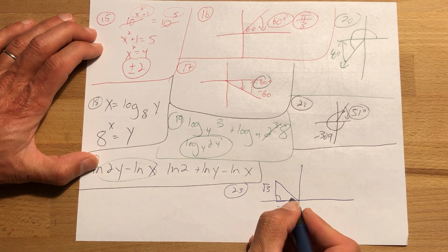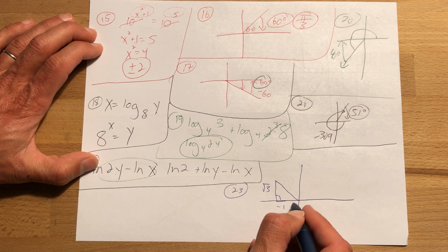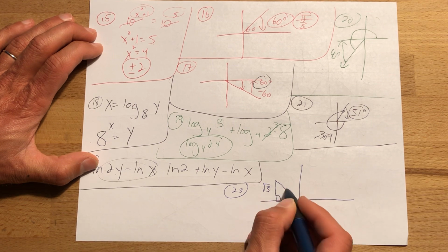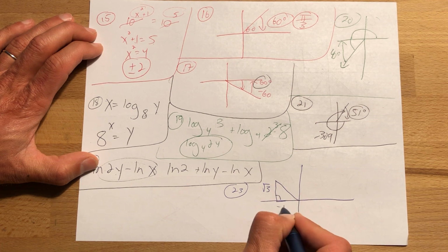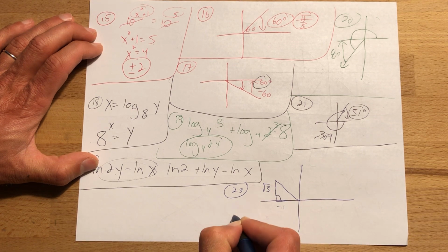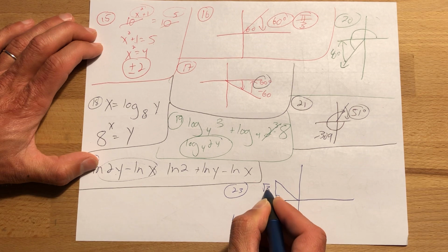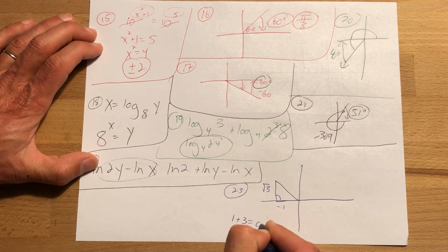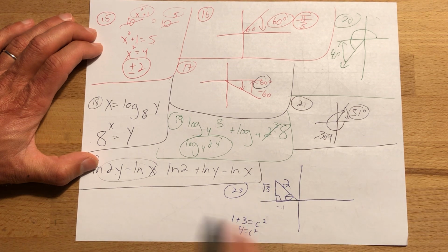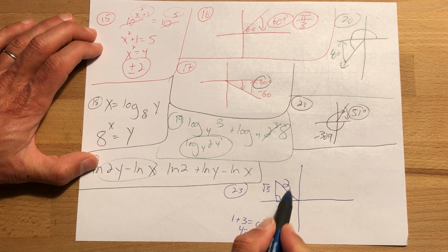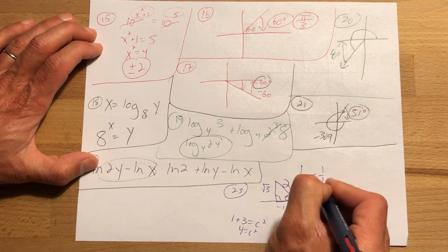Okay, well, let's look. I'm going to go -1. I'm going to go root 3. So I got to find cosine, which is this side right here. So a squared, -1 squared is 1, plus b squared, root 3 squared is 3, equals c squared. 4 equals c squared, square root it to get 2. All right, here we go. What's cosine of this? -1/2. That is your answer. That's it.